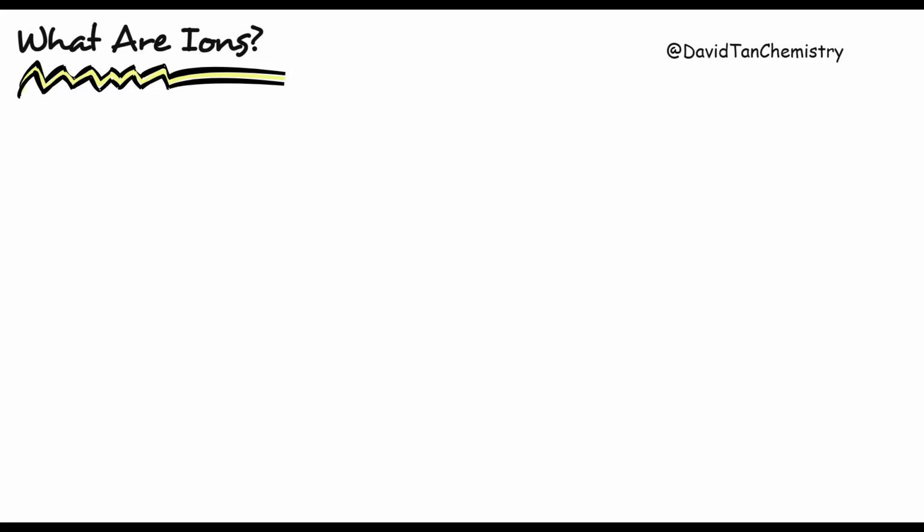To understand ions, we first need to remember one important idea about neutral atoms. A neutral atom has the same number of protons and electrons. That means the positive and negative charges balance.